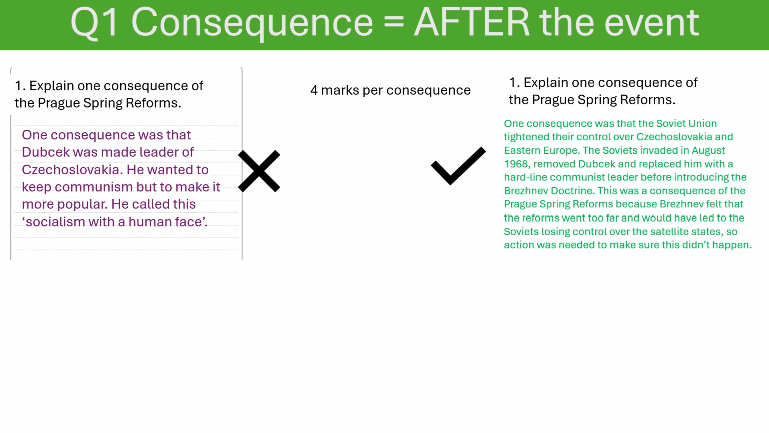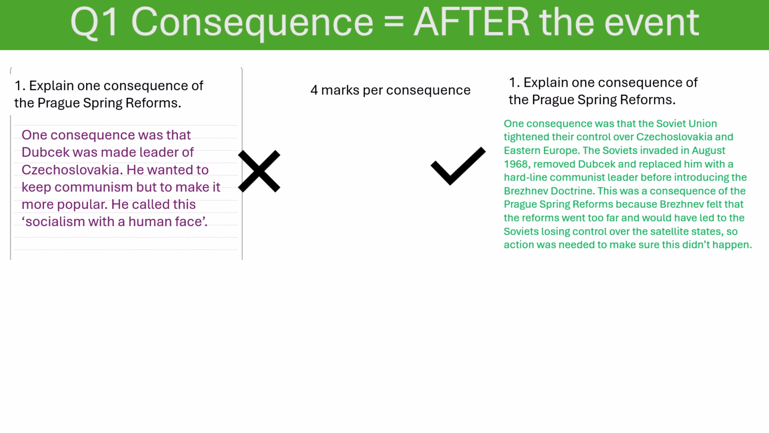Now on the left you can see a really weak response, and it's a common error. So this person has written, one consequence was that Dubček was made leader of Czechoslovakia. He wanted to keep communism but make it more popular. He called this socialism with a human face. The problem with this answer is that it's not looking at a consequence of the Prague Spring reforms, it's looking at what happened before the Prague Spring reforms. So although the information is correct, Dubček was made leader of Czechoslovakia, that's not a consequence of the reforms. That happened before they were introduced.